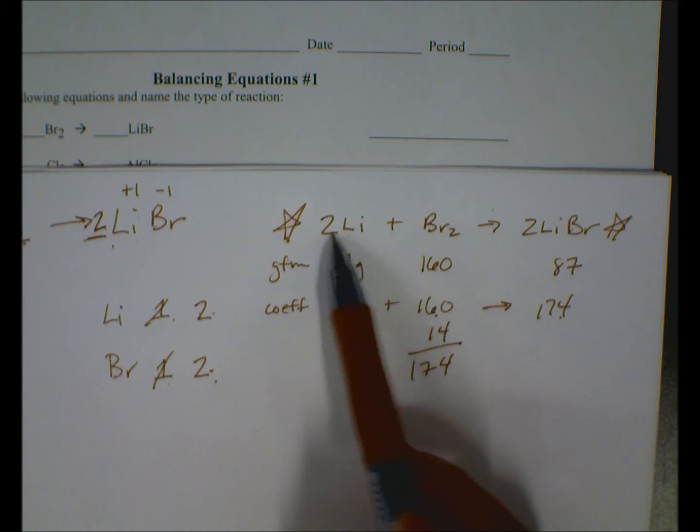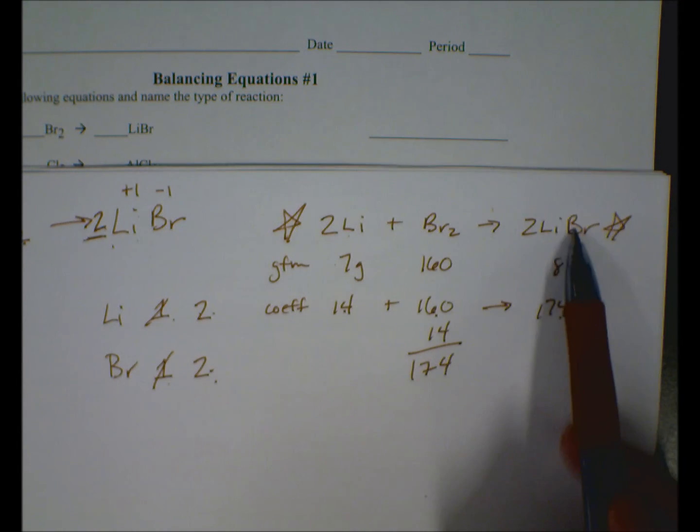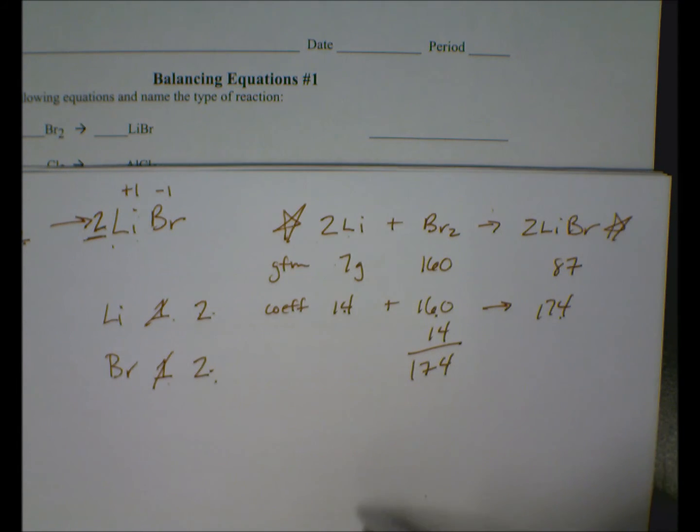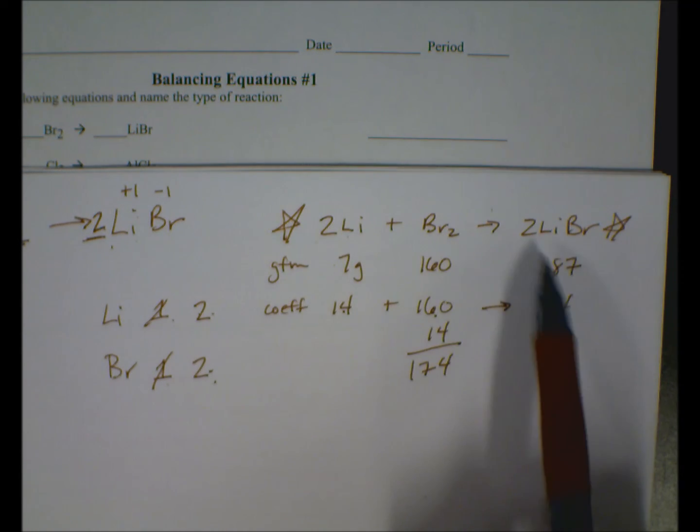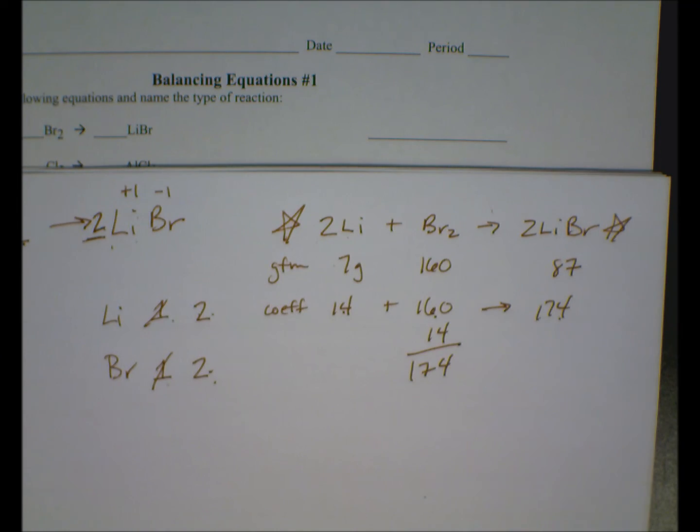So I have 2 lithium, 2 Br. The 2 carries through, and there's 2 Br. And you can always check by doing the math. Just make sure you take into account the coefficients, and that helps you out in figuring out if your balanced equation is correct.